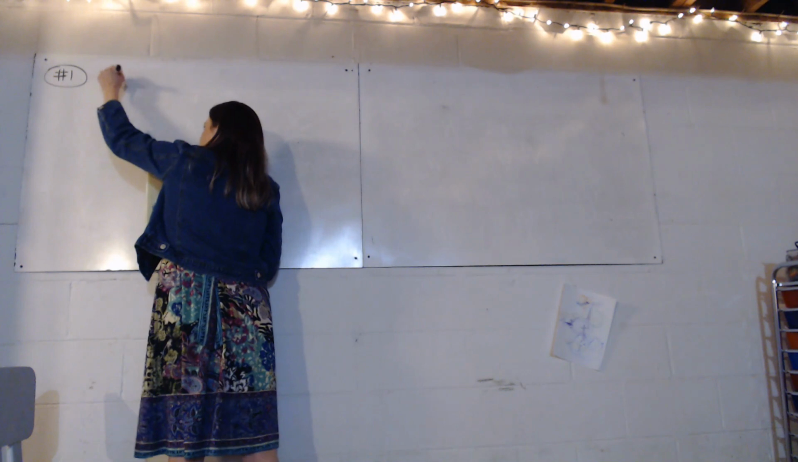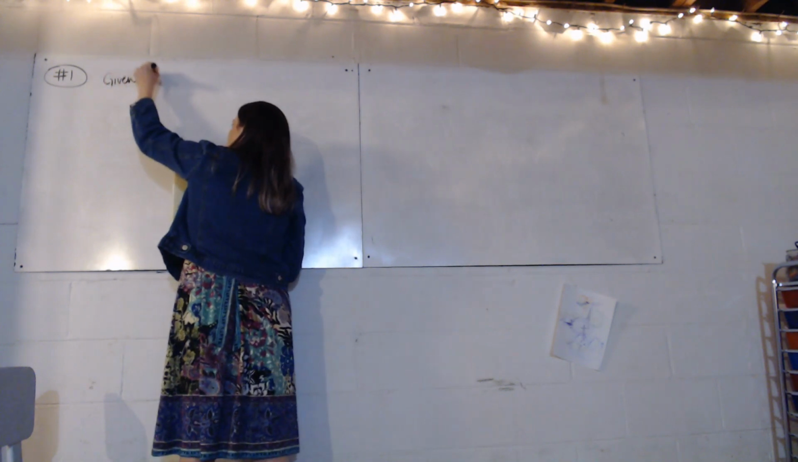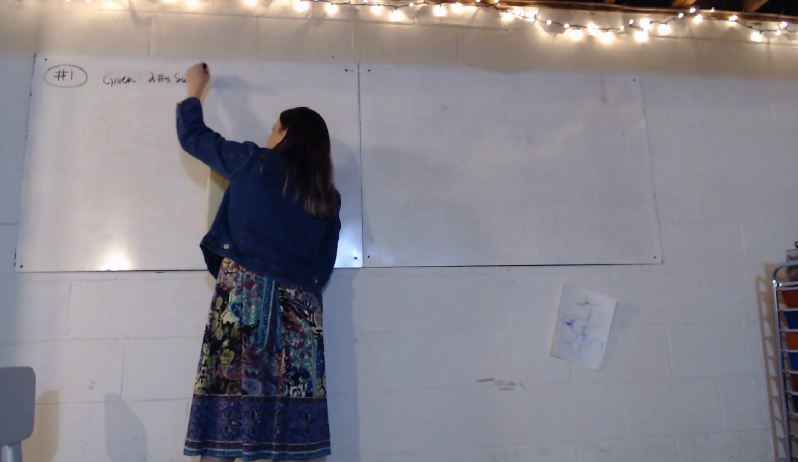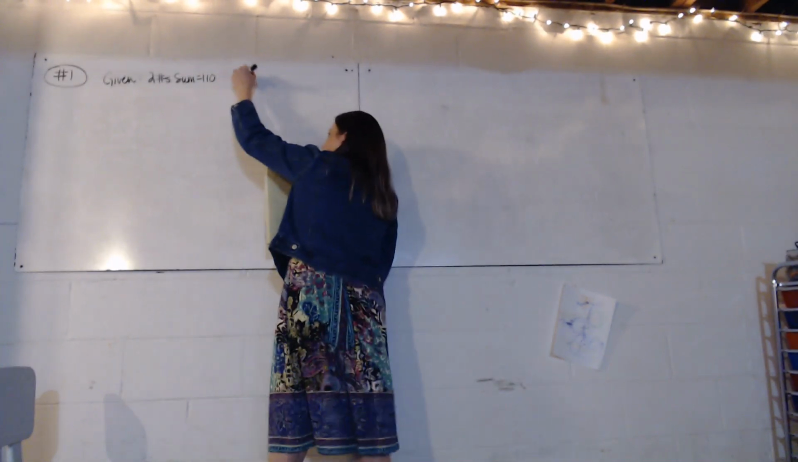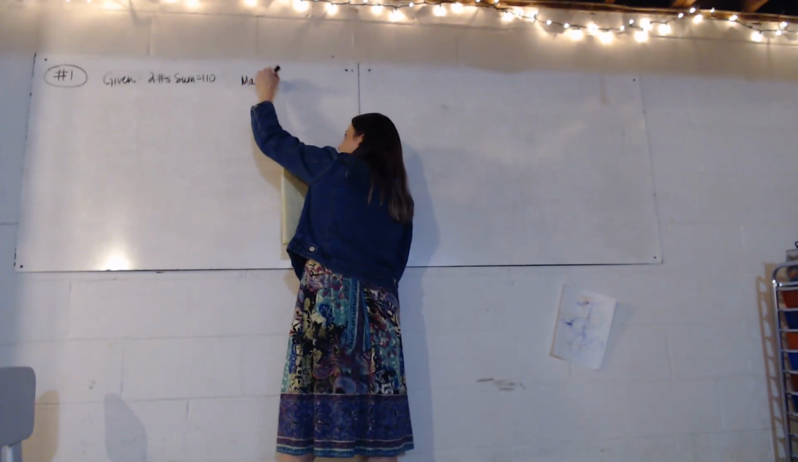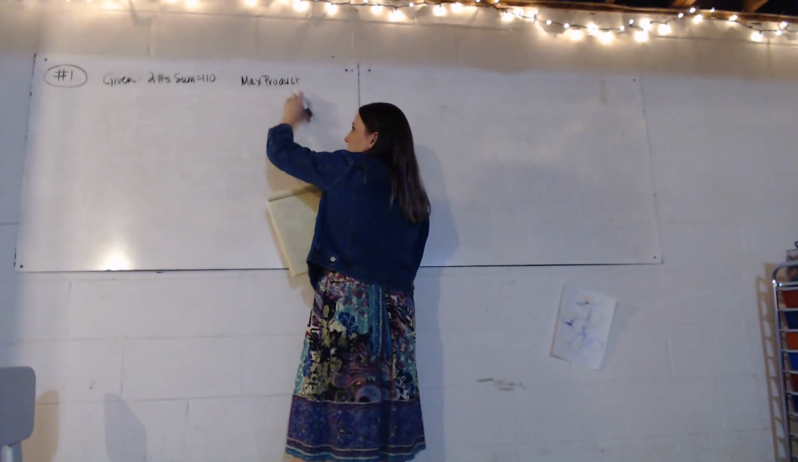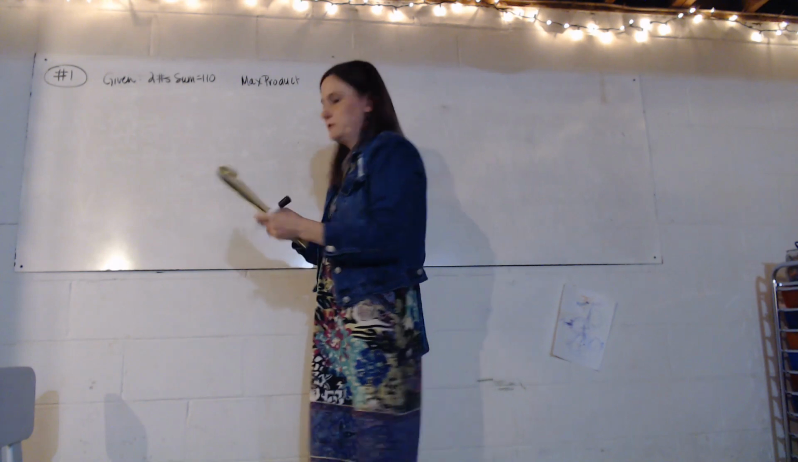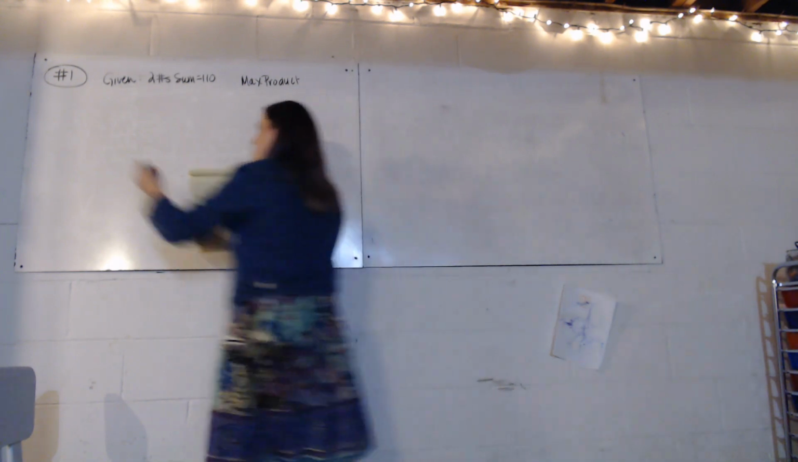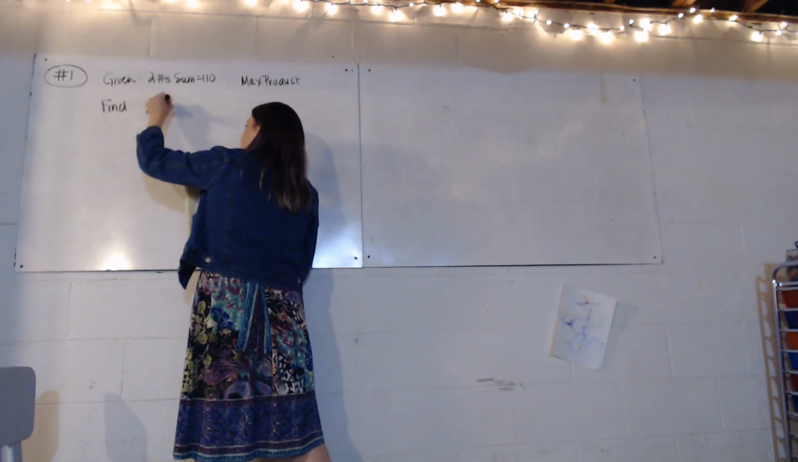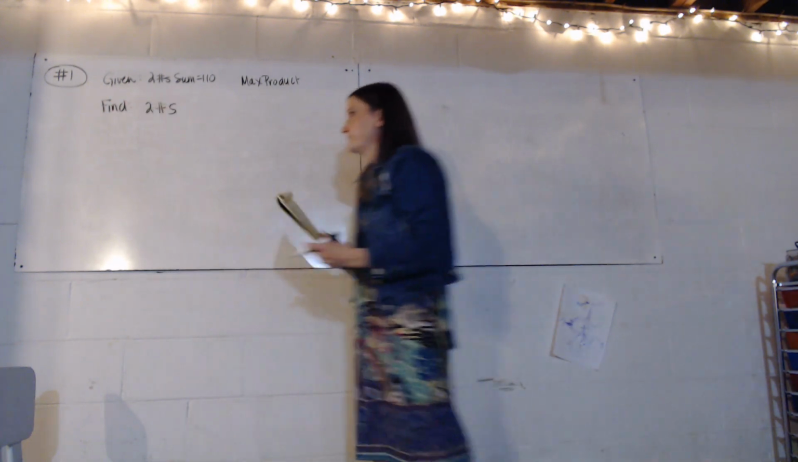So what am I given? I know that I have 2 numbers, and their sum is going to be equal to 110, and they're going to have a maximum product. Well, I don't want to find the maximum product, I want to find the numbers, but they're going to have a maximum product. So that's what I know. What do I want to find? I want to find those 2 numbers. That's what I'm after.